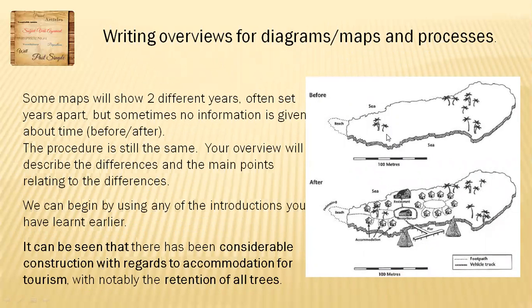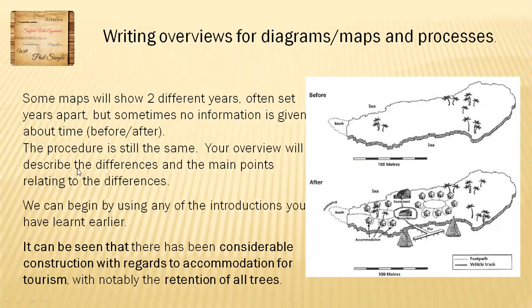So, maps. Here is a map of an island. Now, sometimes you will get a date, for example, 1950 or 2010. But for this one, we haven't got a date, so we don't have to worry about time. What we're looking at is the development of the island and what it was before. Some maps will show 2 different years, often set apart, but sometimes no information is given about time, as in here. The procedure is still the same.